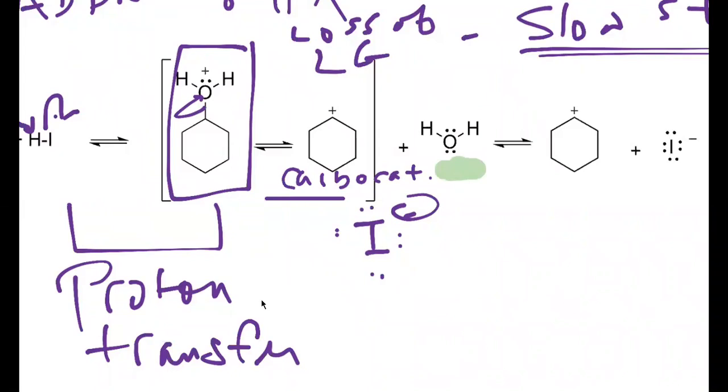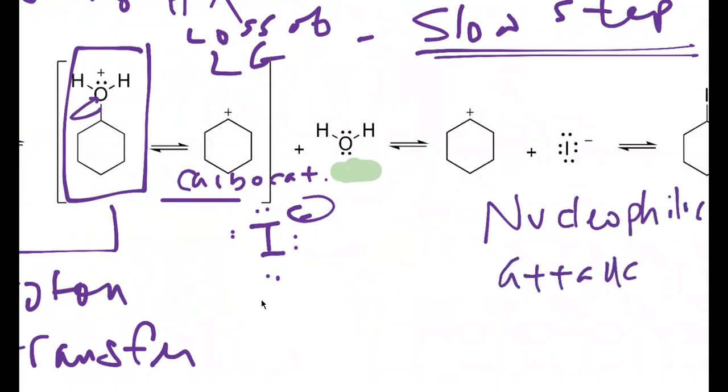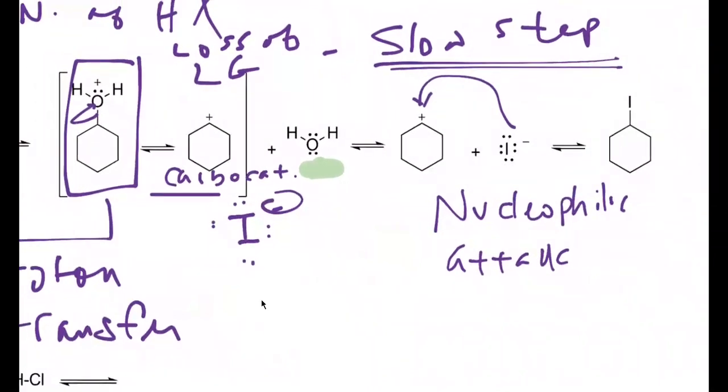and then in the next step, the intermediate is just gonna get attacked by iodine. So that would be nucleophilic attack here. Boom. And then that'll get you to your product. So how many steps total were in that reaction? So you had the proton transfer step, which is really rapid. Then you have loss of leaving group, and then nucleophilic attack. That's a total of 3 steps.